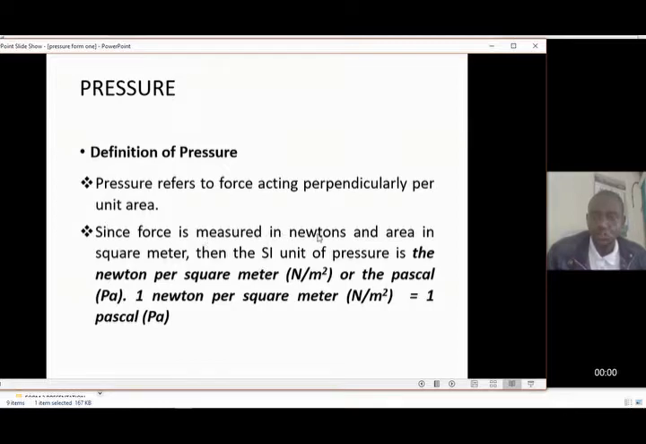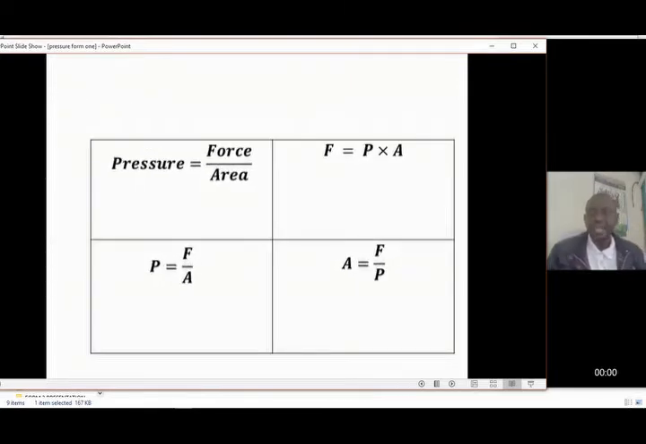Since force is measured in newtons and the area in square meters, the SI unit of pressure is the newton per square meter, N per m squared, or the Pascal. 1 newton per square meter equals 1 Pascal. So pressure is force over area. When we are using symbols, we say P equals F over A. Those are the symbols we use to write the formula for finding pressure.